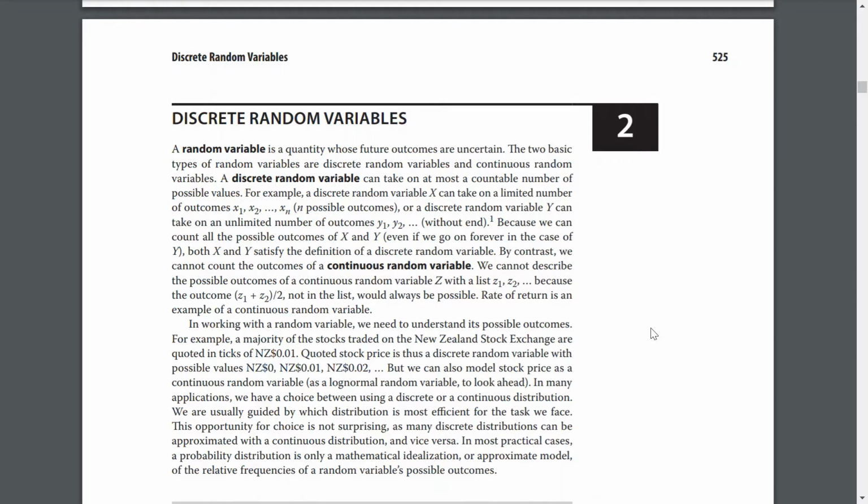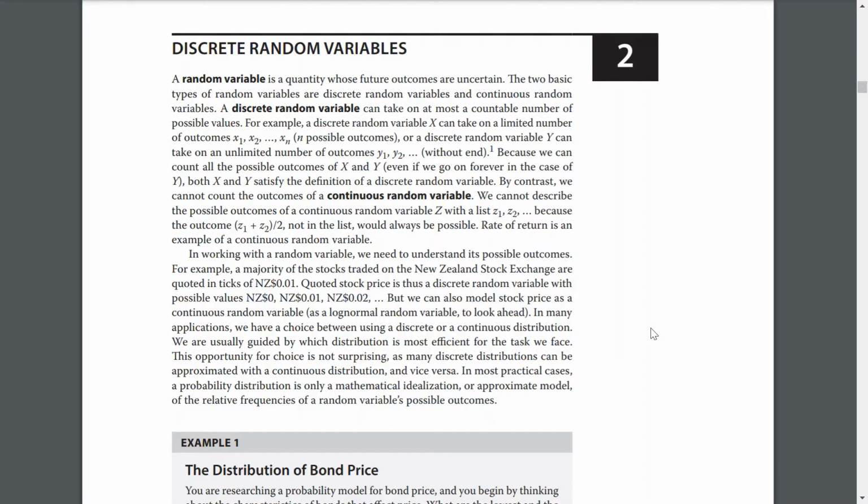Because we can count all the possible outcomes of x and y, even if we go on forever in the case of y, both x and y satisfy the definition of a discrete random variable. By contrast, we cannot count the outcomes of continuous random variables. We cannot describe the possible outcomes of a continuous random variable z with the list z1, z2, because the outcome (z1 plus z2) divided by 2, not in the list, would always be possible. Rate of returns is an example of a continuous random variable.